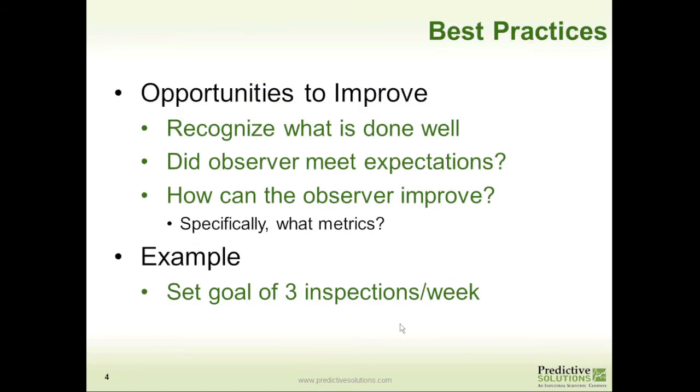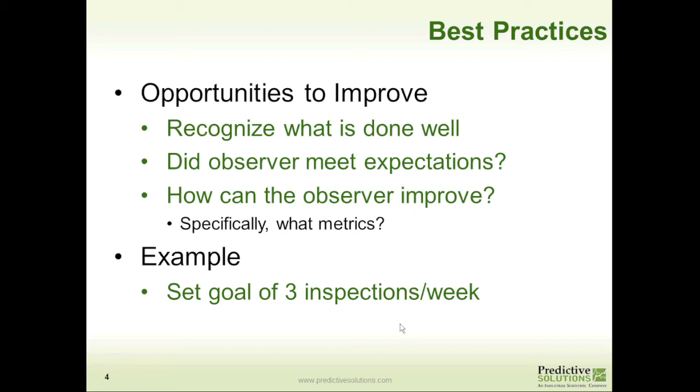When we look at this information, we want to look at opportunities to improve. We want to recognize what that observer has done well. In this case, it was severity, his unsafe count. Did the observer meet expectations? Let's say, for example, he had to do 3 inspections per week. He was only doing 1.4. Now we can talk with him and say, what are the barriers to getting your inspections done? And how can the observer improve? Specifically, what metrics can we look at and set a goal around to show I want you to go from here to here? So in this case, let's say we sat down with him and said you're doing 1.4, we want to see 3. He explains why he can't do that.